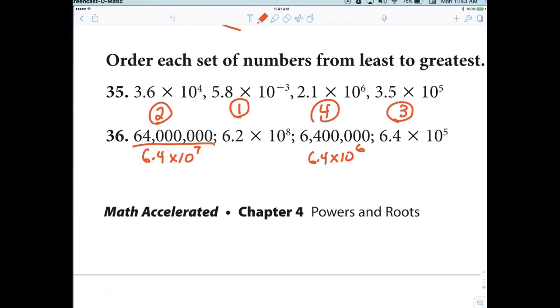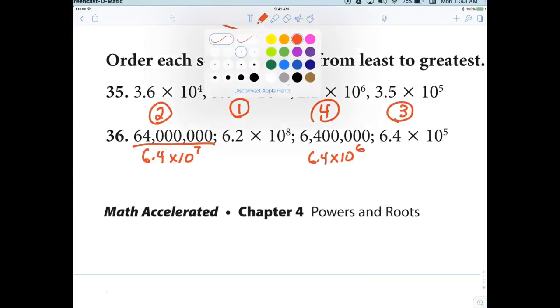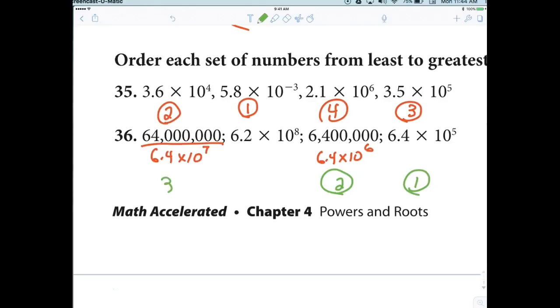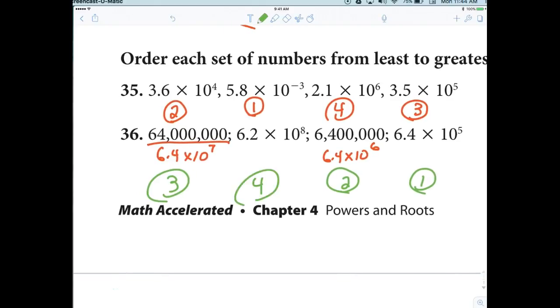All right, so now let's write 1, 2, and 3. Which one is the smallest? The smallest one would be 6.4 times 10 to the 5th. Good, so let's put a 1 there. And then what? 6.4 times 10 to the 6th. Good job. Then what? Then 6.4 times 10 to the 7th power. Yeah, girl. Nice job. Pat yourself on the back.